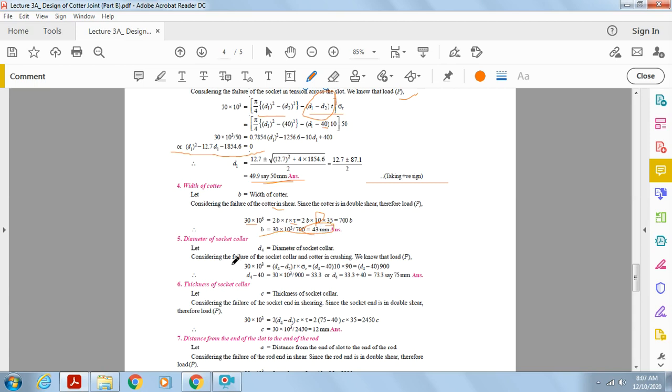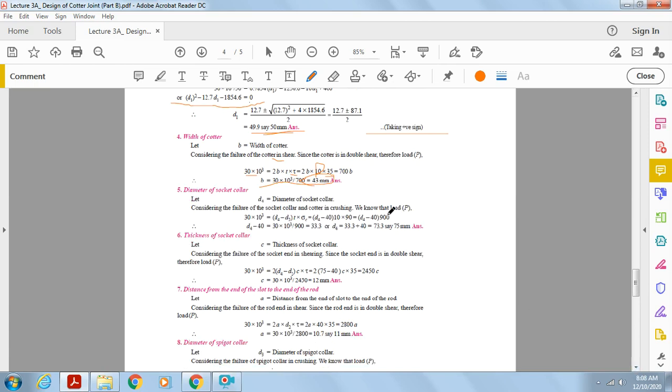Now the diameter of the socket collar, that is d4. Considering the failure of the socket collar and cotter in crushing, we know that P equal to d4 minus d2 into t into sigma c. We have already gone through this in the previous class. Put d2 equal to 40 millimeter and t equal to 10 millimeter. So d4 is coming 75 millimeter.